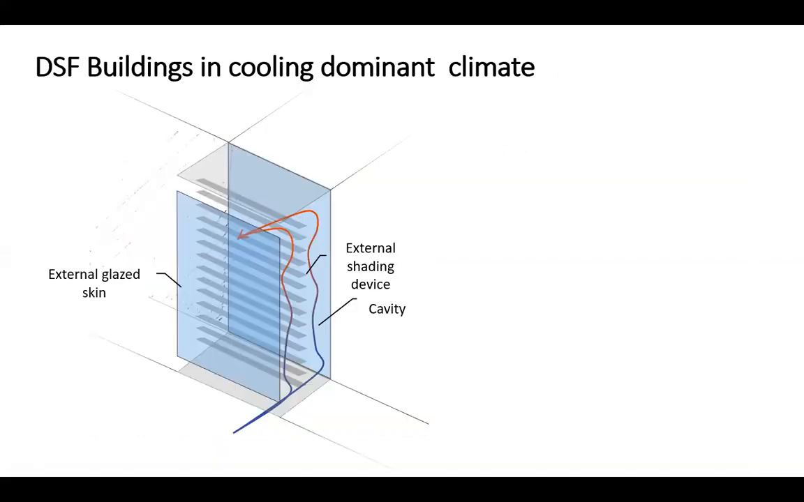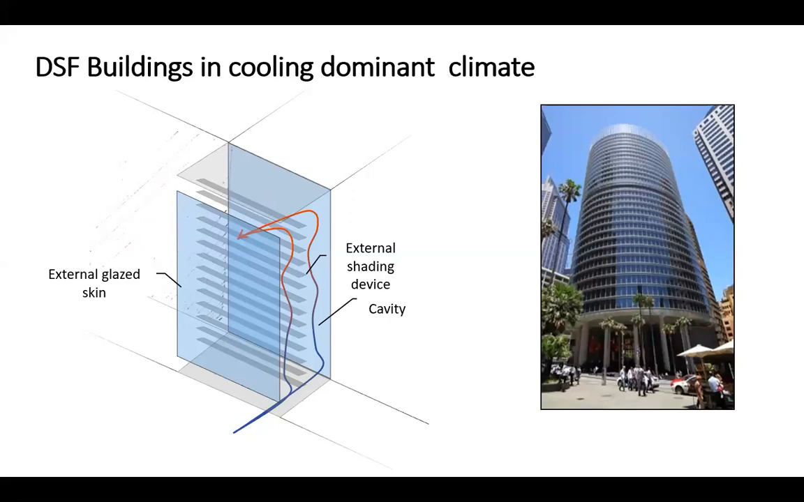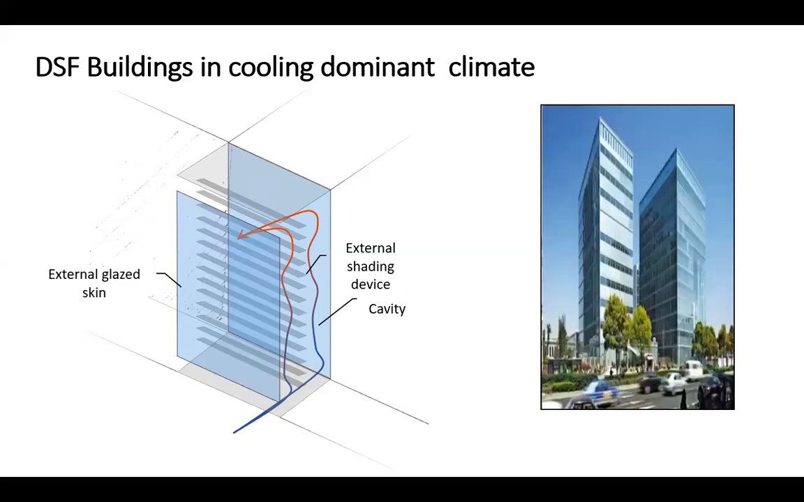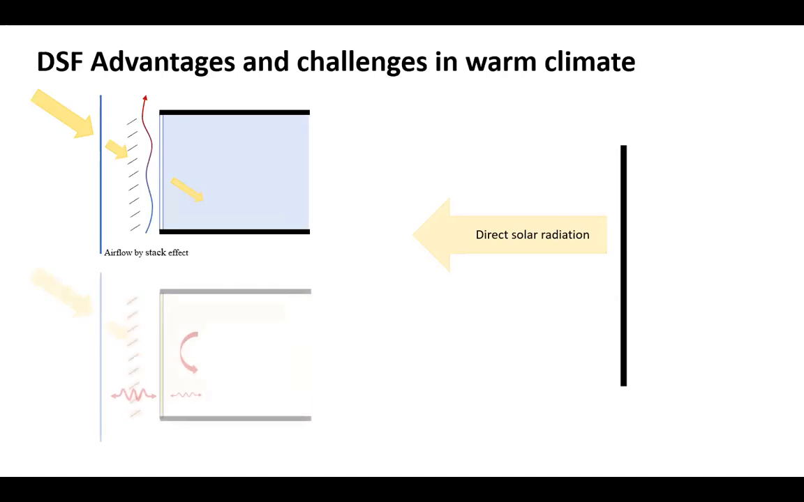Double skin facade system is a well-known building envelope, which has been designed originally for cold and moderate climate. But recently, we have seen several buildings with double skin facade in cooling dominant climate or warm climate. The reason is that this system can provide the opportunity to install external shading device, which is very useful to reduce direct solar radiation. But double skin facade with external shading device can actually increase the cavity overheating risk as a result of solar radiation absorption by slat blinds in between two skins.